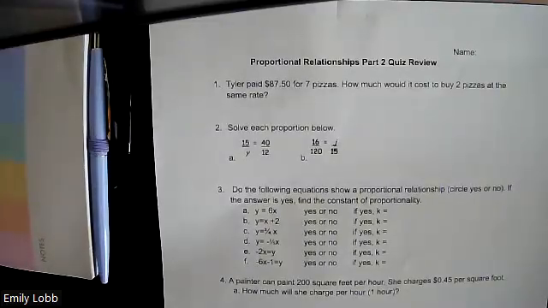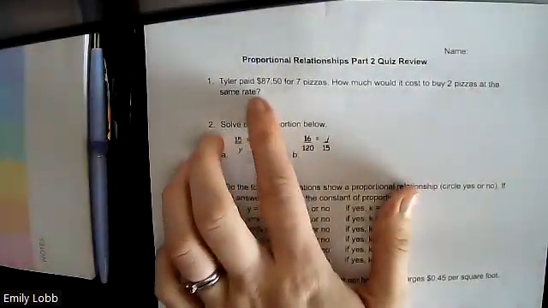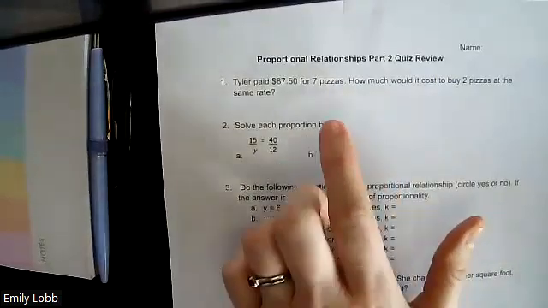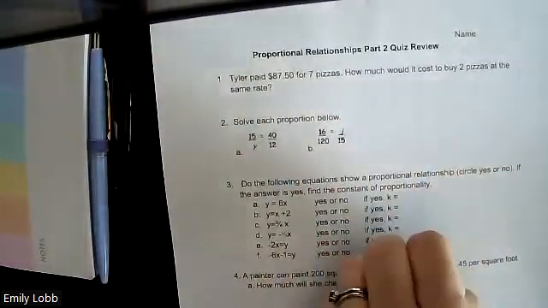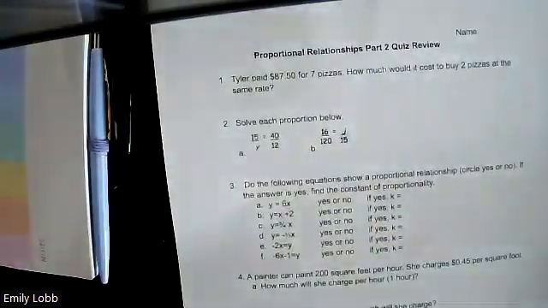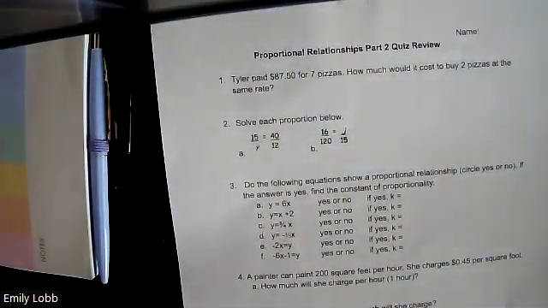We have number one. It says Tyler paid $87.50 for 7 pizzas. How much would it cost to buy 2 pizzas at the same rate? When I was glancing through some of these that you did, I noticed some of you didn't show any work. You just wrote an answer there. I can't look at this and tell you the answer, so you should definitely be showing some work.